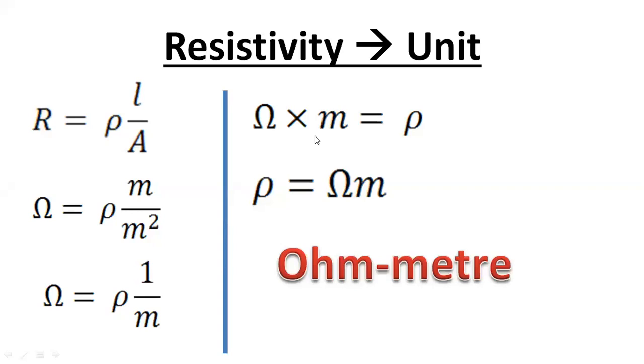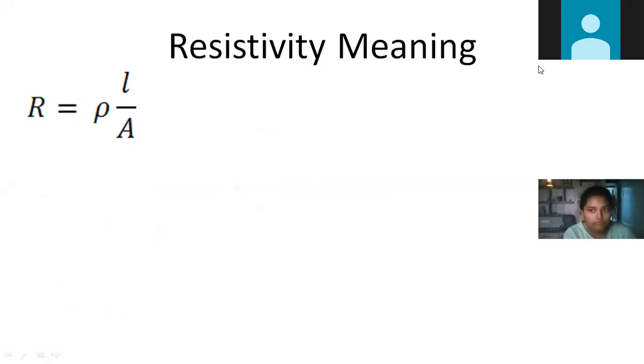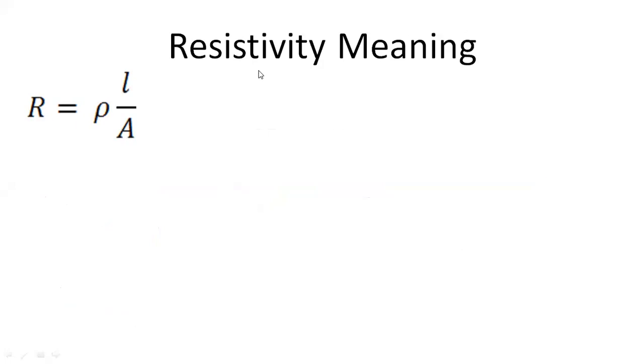Now, the next thing we are going to do today is understand the meaning of resistivity, what exactly it is. For that, we need the formula for resistance. Resistance is equal to rho L by A, that we already know. That is not a new concept for us. We just want to know what the meaning of it is. To find out the meaning, we need to put the values of L and A as one.